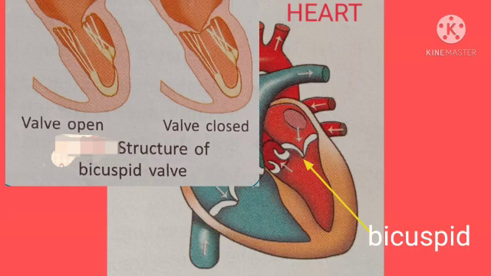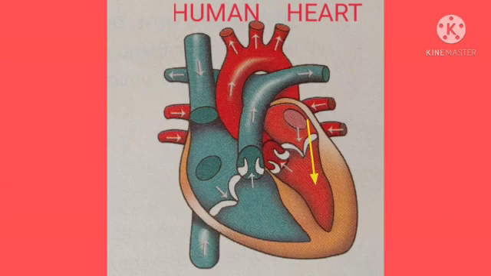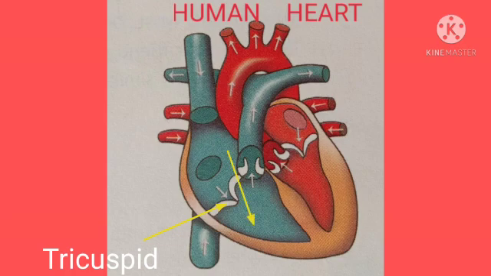The bicuspid valve is present between the left auricle and ventricle so that blood flows from the left auricle to left ventricle only. The tricuspid valve is present between the right auricle and right ventricle and allows blood flow from right auricle to ventricle only.